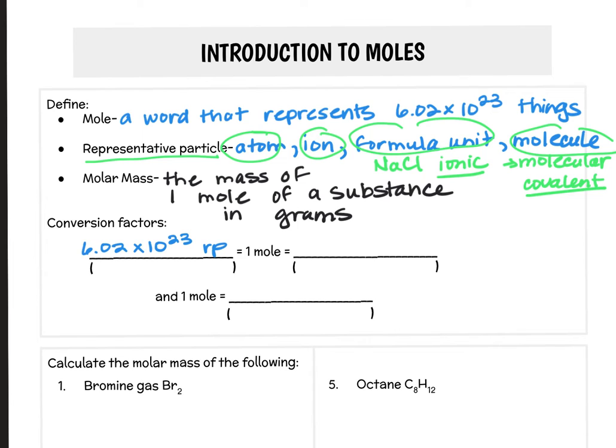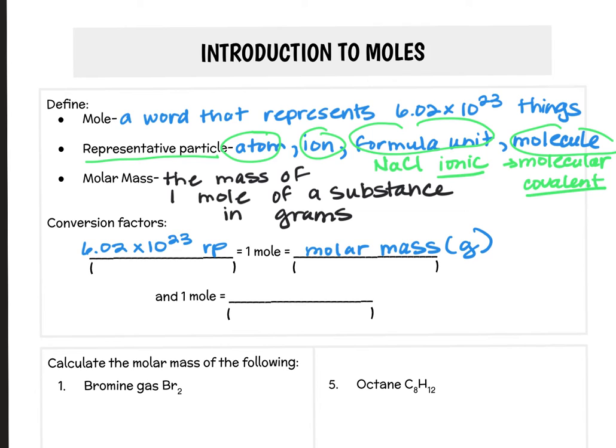So the first conversion factor that we're going to look at is that 6.02 times 10 to the 23rd equals 1 mole. And notice here how it says RP. That's just my abbreviation for representative particles. So you could have 6.02 times 10 to the 23rd atoms, 6.02 times 10 to the 23rd ions, formula units, molecules. Hopefully you guys are seeing that.